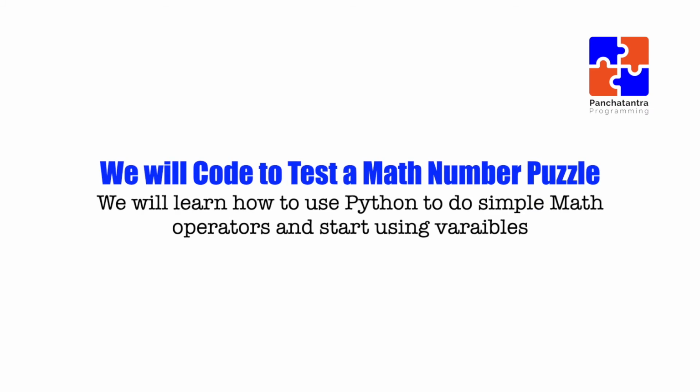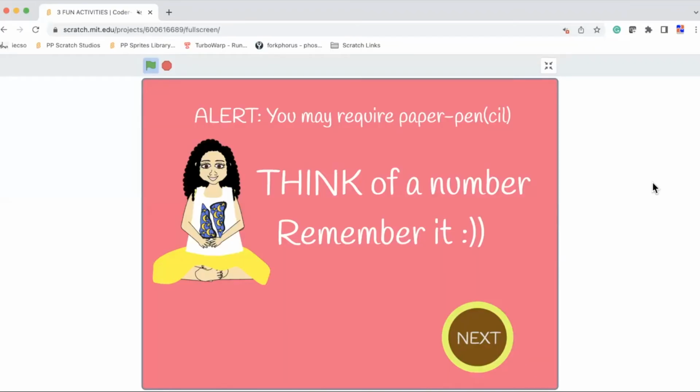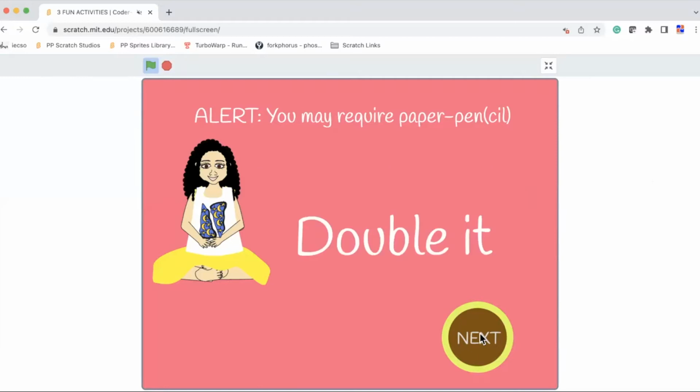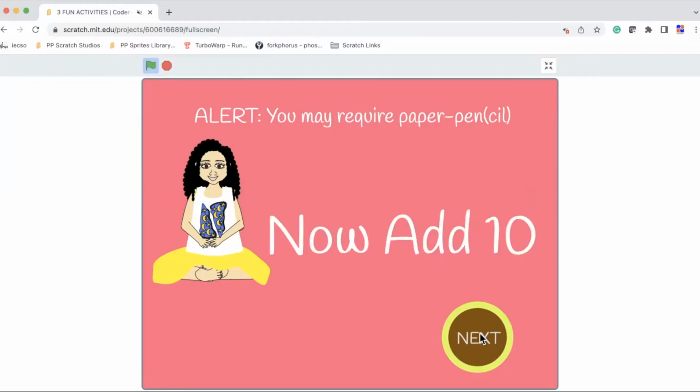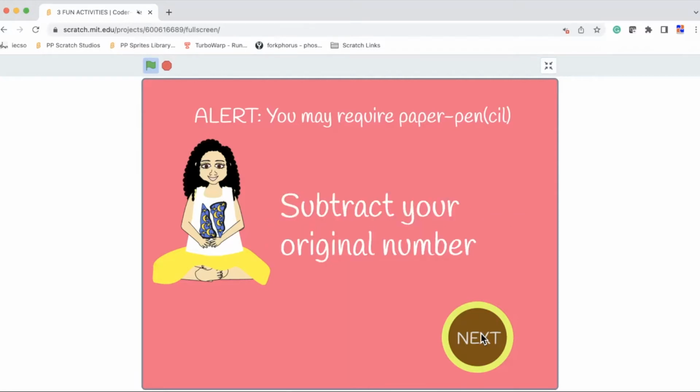Hello coders, we are going to start with a little puzzle today. Do you like playing puzzle games? Maybe Wordle? Let us play this game together. Think of a number and remember it. Now double the number, add 10, half the number, subtract the original number. I hope you remember the number.